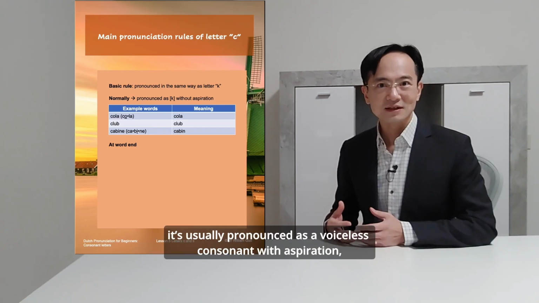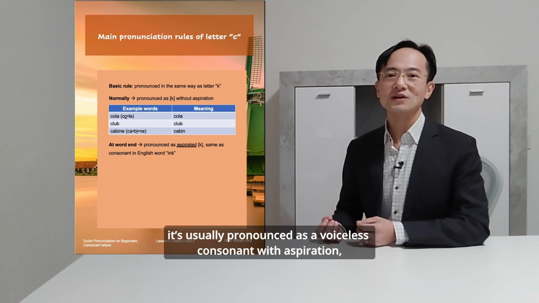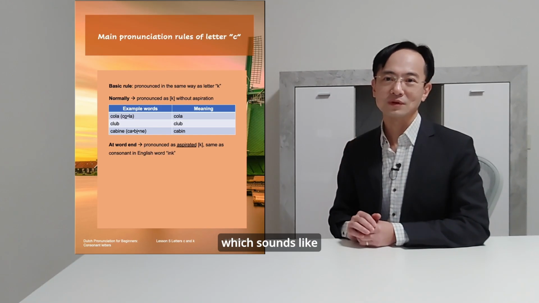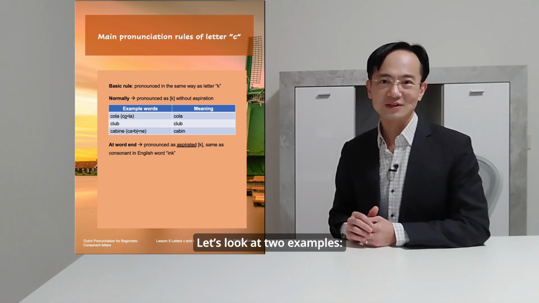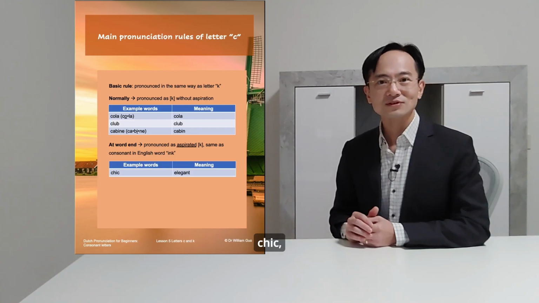As is the case with the pronunciation of the letter K, if the letter C appears at the end of a word, it's usually pronounced as a voiceless consonant with aspiration, which sounds like K. Let's look at 2 examples. Chic, Luc.